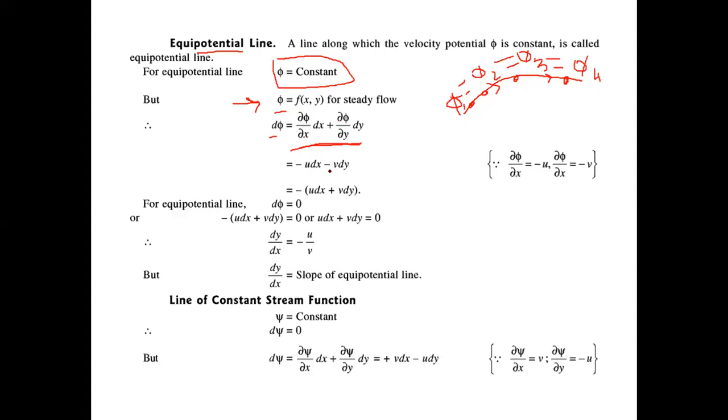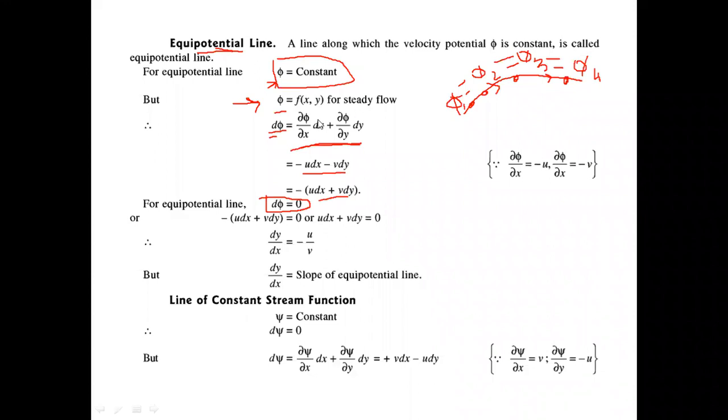If you remember, the definition of the potential function is that the negative derivative of phi in any direction will be the velocity in that direction. So d phi by dx should be equal to minus u, and d phi by dy should be equal to minus v. This is one equation I am getting. Now, what should be the value of d phi for an equipotential line? Since phi will be constant on an equipotential line, the change in phi will be 0.